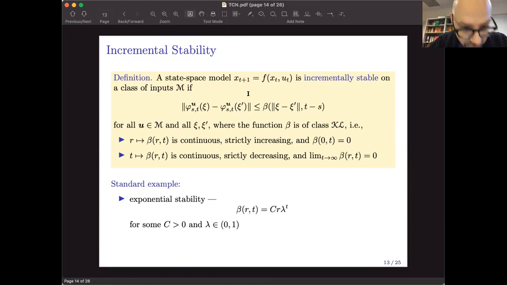In other words, the initial conditions determine the transient. The transient is not very long lasting, and then the steady state is eventually reached. You can relate this to things like input-to-state stability and related notions. The increment here just refers to the systems being the same in every respect, except that they had different initial conditions. One classic example is exponential stability, where this beta of r, t is lambda to the power t, and lambda is between zero and one.